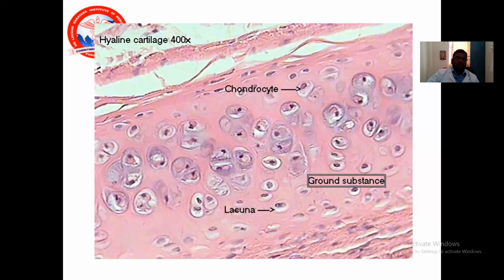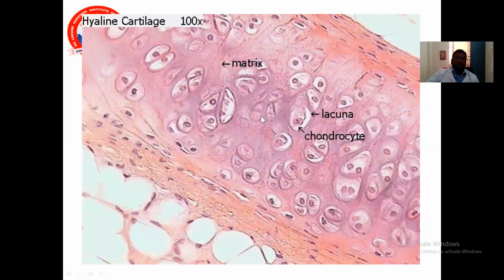Next, this is another picture to show you at 400x, how it is being seen. This is your lacuna. This is the cell, and this one is your ground substance. Here you will be able to get your perichondrium. So this is to show you the same thing.